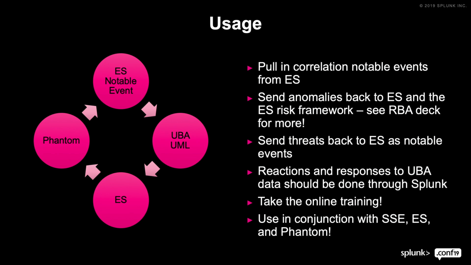ES notable events can be sent to UBA to affect users and devices inside of UBA. That data can then be sent back to ES to integrate with the risk framework. If you guys haven't heard about risk-based alerting, RBA, it's really cool. Take a look at it. And then ultimately, Phantom can act on that information. Take the online training, please. It's free. We don't do a lot of stuff that's free.